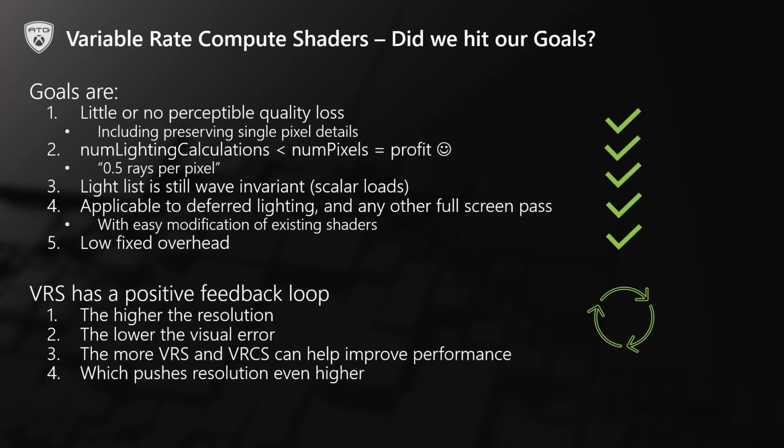And the nice thing, of course, is that variable rate shading has a positive feedback loop. So the higher the resolution, the lower the visual error, the more you can share those lighting calculations. So in reducing the costs of both shading and lighting, we can help push resolution even higher, and this is our positive feedback loop.